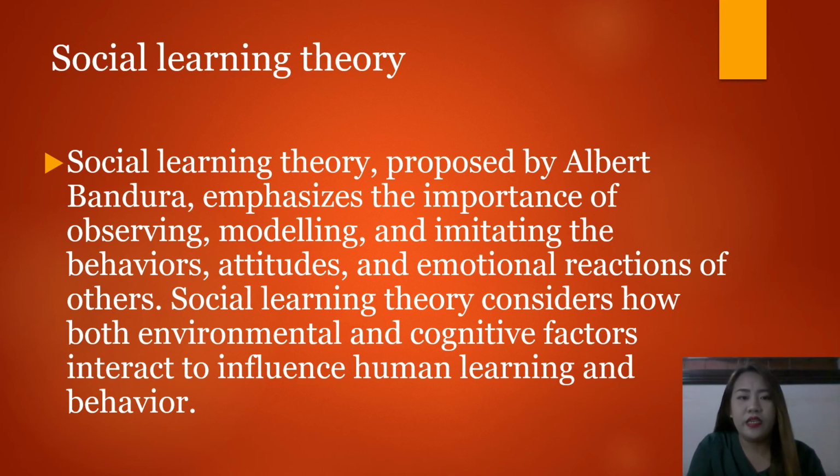In social learning theory, which is proposed by Albert Bandura, it emphasizes the importance of observing, modeling, and imitating the behaviors, including the attitudes and emotional reactions of others. It considers how both environmental and cognitive factors interact to influence human learning and behavior.